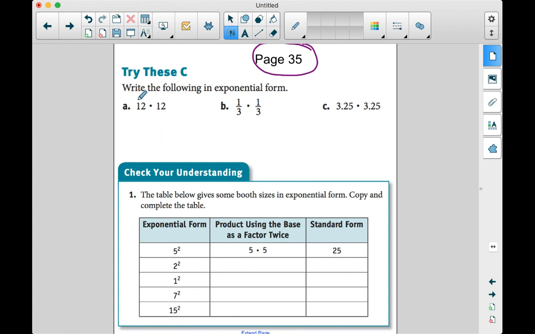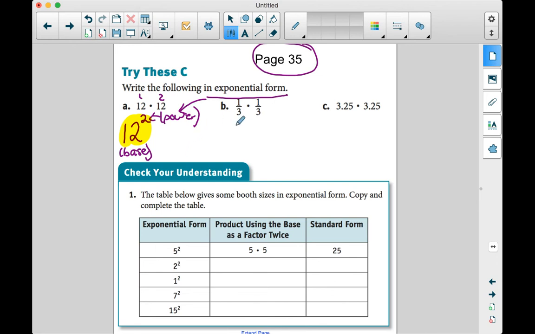Within the exponent, I have 12. That's what I'm going to call my base. So 12 is my base. I got that 12 because it's the number right there. And that 12 is 1, 2, so there are 2 12s. And that 2 right there is what I'm going to call the power. So this whole thing right here, the 12 and the 2, is written in exponential form. The base with the power, that whole thing is written in exponential form.